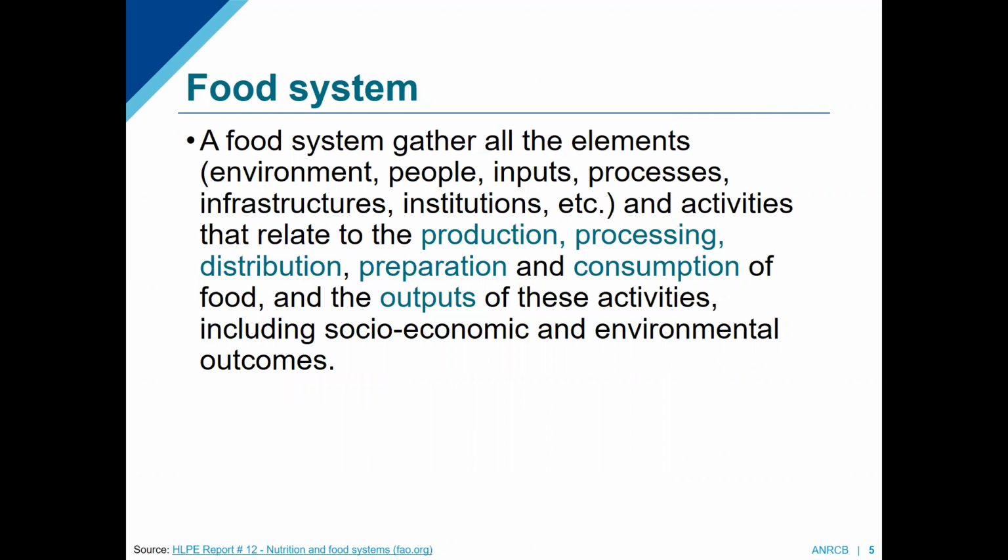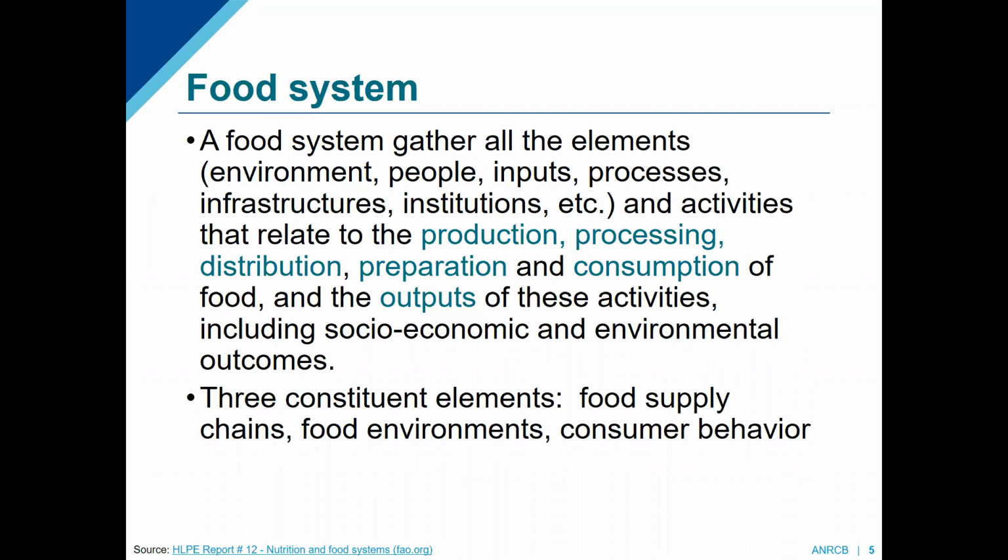So having defined that, then what is a food system? A food system is everything that produces and brings foods to our table. So that includes farmers, processes, people, the environment, all of these elements and activities that have to do with producing food, processing, distributing it, preparing it, and ultimately eating it, and then the outcomes of these activities as well. So there's really three constituent elements that I'll discuss in some detail, and those are the food supply chains, food environments, and consumer behavior.